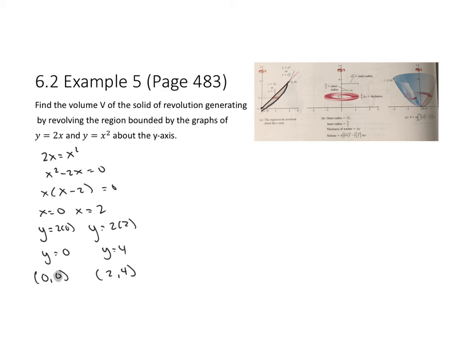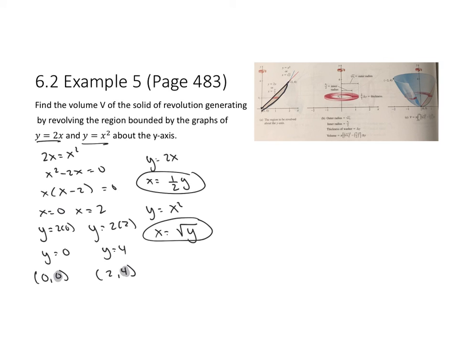And since we're revolving around the y-axis, I'm going to need those y variables. The next thing I need to do is put both of these equations in terms of x. Right now they're in terms of y. So I'm told that y equals 2x, but I need to know that x equals 1/2 y, or y over 2. And the same thing for y equals x squared. I need to know that x equals the square root of y.